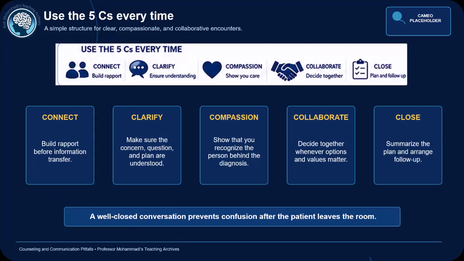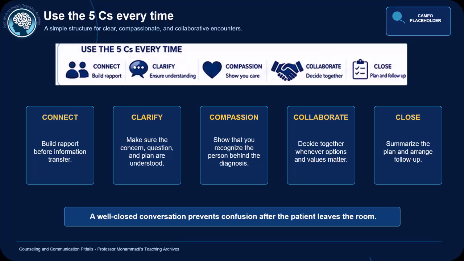First, connect. Build rapport before transferring information. Second, clarify. Make sure the main concern, clinical question, and plan are understood. Third, use compassion. Recognize the person behind the diagnosis. Fourth, collaborate. When there are choices, uncertainty, or values involved, decisions should be made together. Finally, close the conversation clearly.